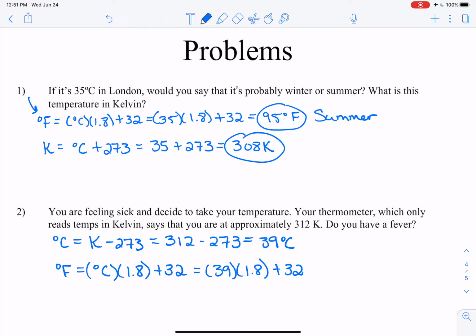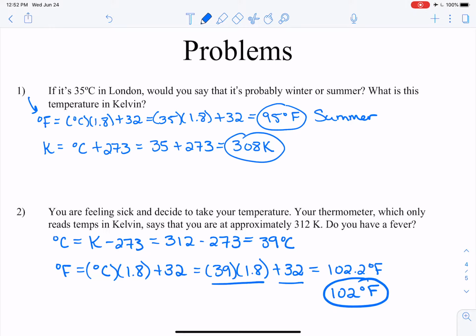And that is going to give us 102.2 degrees Fahrenheit. Or if we follow the significant digit rules, we have multiplication and division rules first, and then we would take that answer and add it to 32. So then we would switch over to addition and subtraction rules. That would give us a temperature of 102 degrees Fahrenheit.